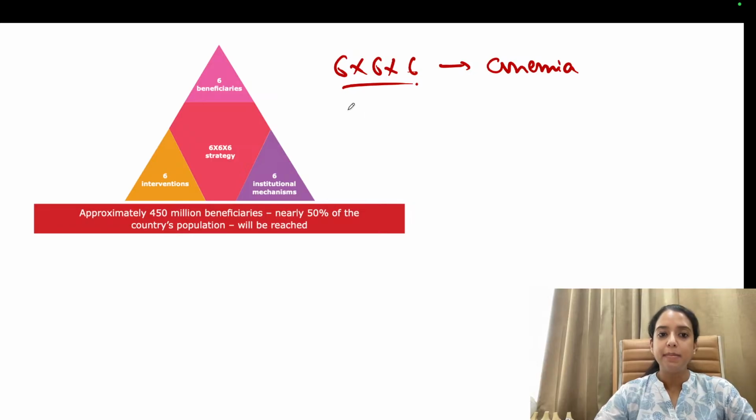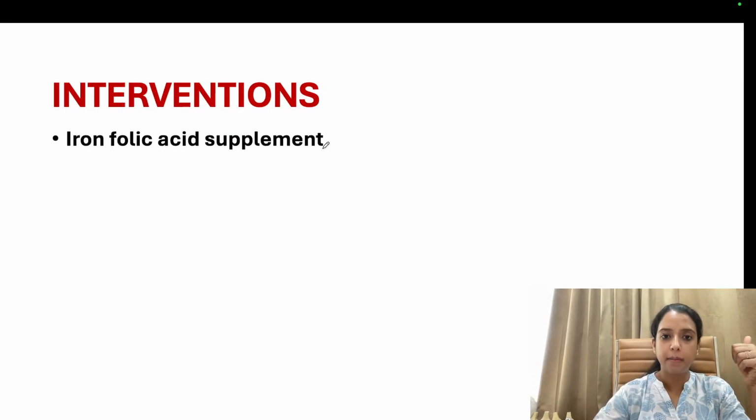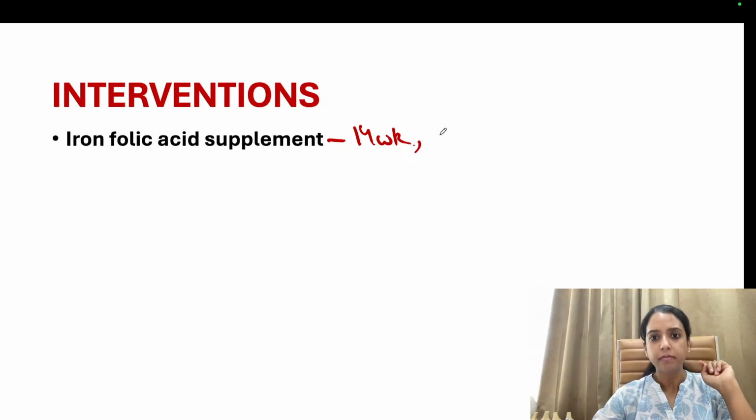It is the Anemia Mukt Bharat program, which has 6 beneficiaries, 6 interventions and 6 institutional mechanisms to prevent anemia. What are the 6 interventions advised in this program? Iron folic acid supplement. Okay, iron folic acid supplement has to be taken by every woman starting from 14 weeks. And what is the dose of iron folic acid? Iron is 60 milligram elemental iron and folic acid is 500 mcg. Okay.